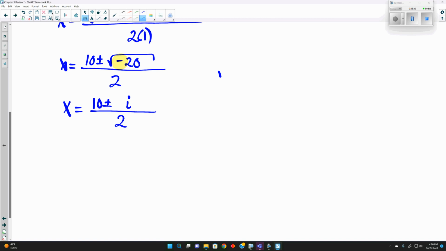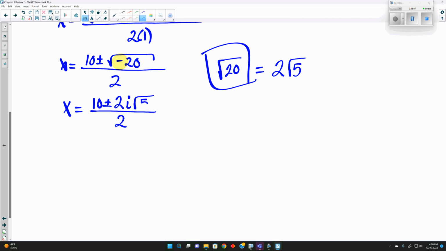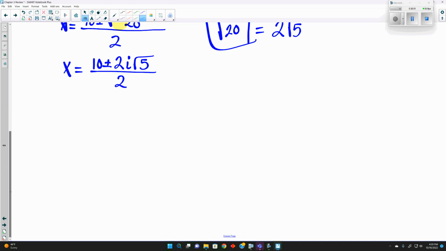Now what that leaves us with is the square root of 20. Now in the yellow calculators, our other ones, our 30xs, we can plug the square root of 20 in. And it'll tell us that it's 2 square root of 5. So it tells us that x is equal to 10 plus or minus 2i square root of 5.